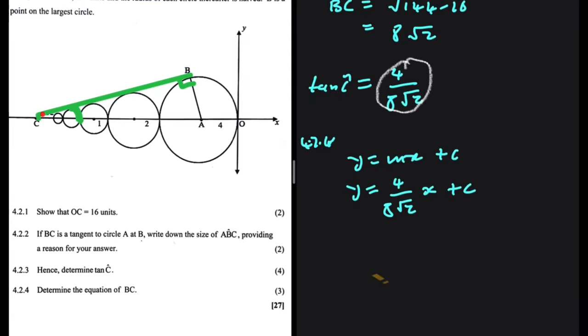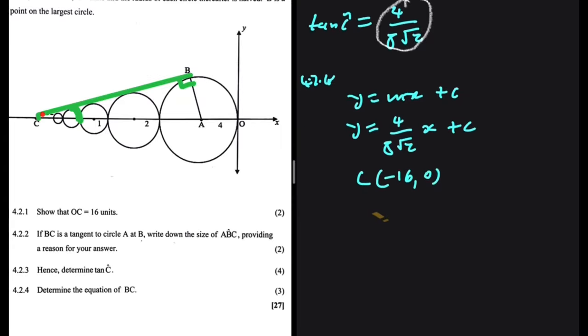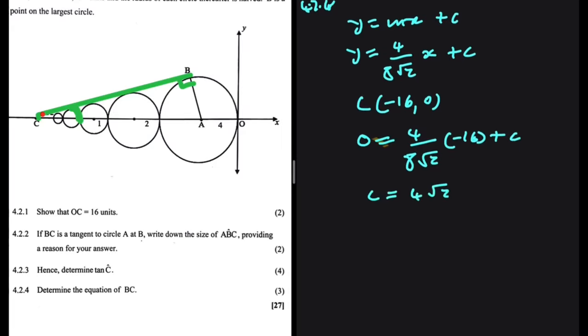Which point can we substitute? We can substitute point C because we know that at C, the x coordinate is minus 16 and the y coordinate is 0. So if we substitute that, we're going to get 0 being equal to 4 divided by 8 square root of 2 multiplied by minus 16 plus c. So c will be equal to 4 square root of 2. And now we can conclude and say that the equation of BC is y equals 4 divided by 8 square root of 2, x plus 4 square root of 2.